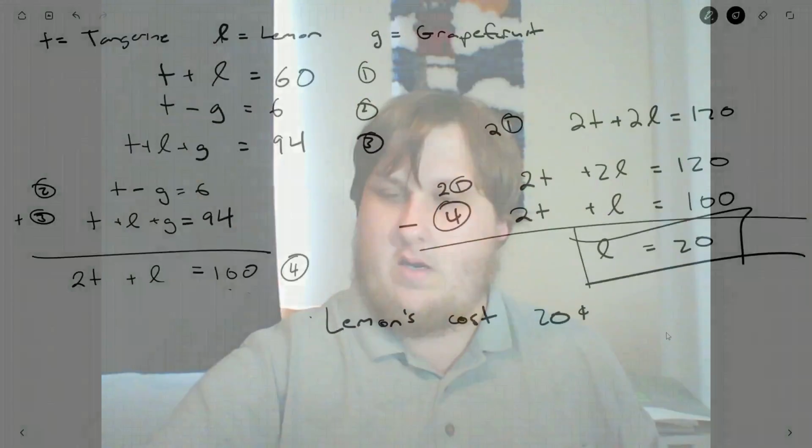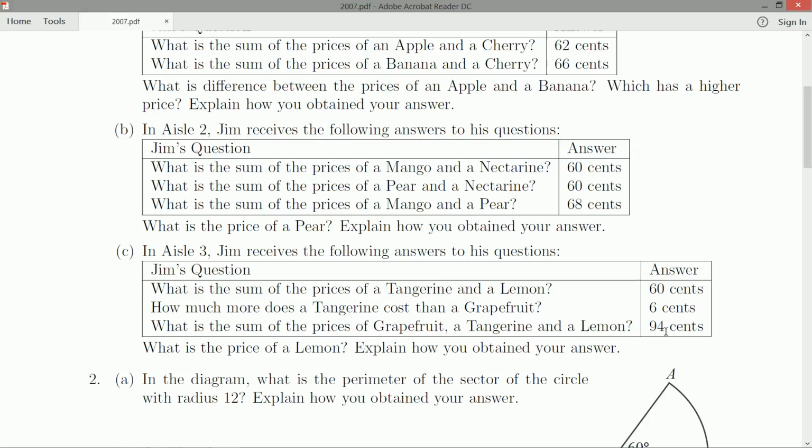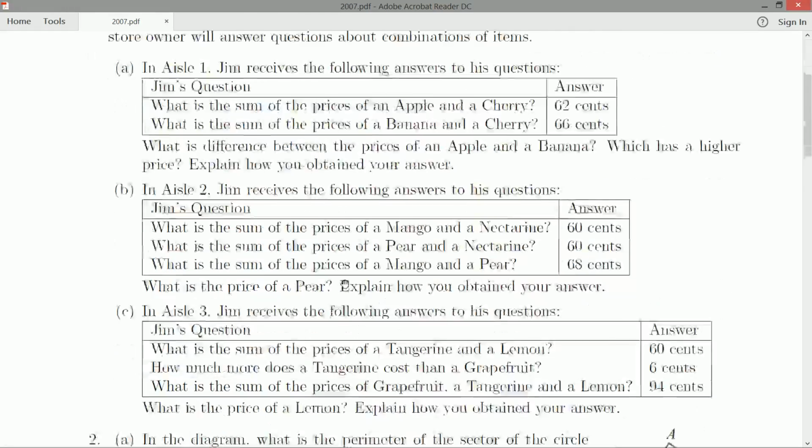Okay? I tend not to write those sentences. I tend to express them verbally here. Occasionally I'll write them down. But don't just have a whole mess of equations and then an answer at the end. You are liable to lose marks. Okay? C part was the end of question 1 there. Lemons cost 20 cents. That's what we want. So we're done question 1.